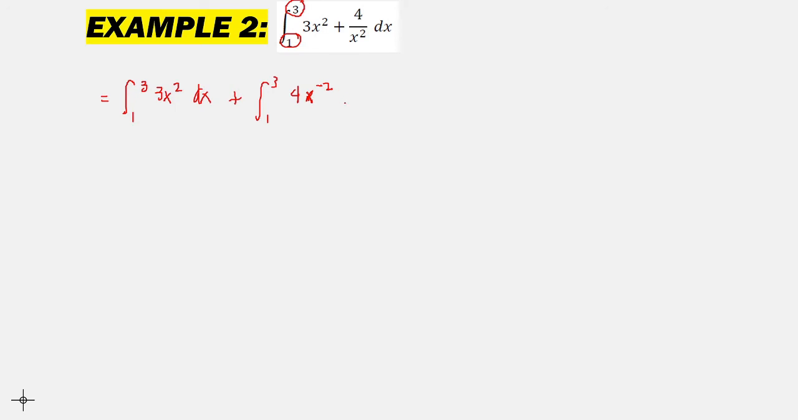So it becomes negative 2, then dx. Now, to integrate this one, this is 3x squared over 3, or, okay, let's erase this one. Sorry. It should now be x cubed. So that's x cubed from 1 to 3 plus, this is 4 times x to the negative 2 plus 1 over negative 2 plus 1 plus c.